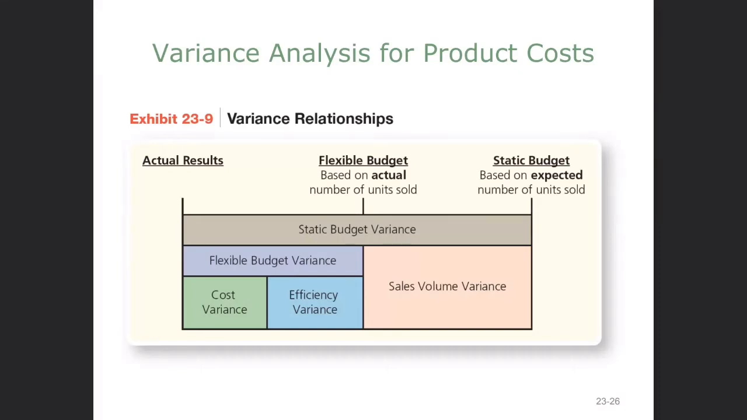And then here, this is showing us the relationships between the different variances. So again, actual results to static budget is our static budget variance. Actual results to flexible budget variance. Flexible budget to static budget, sales volume variance. And then when we're looking at our flexible budget variance, within that we have our cost variance and our efficiency variance.